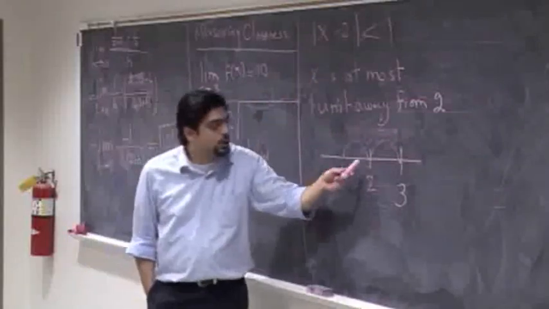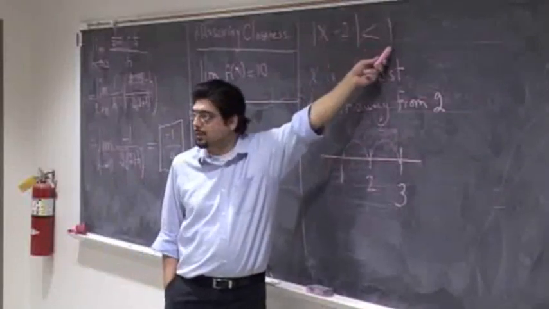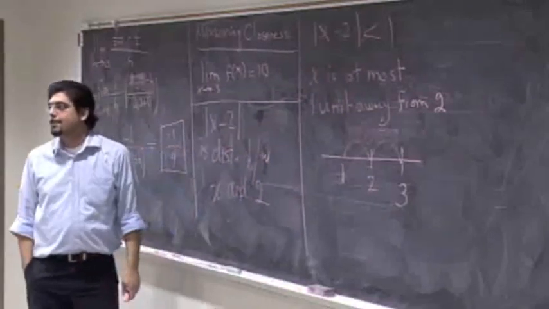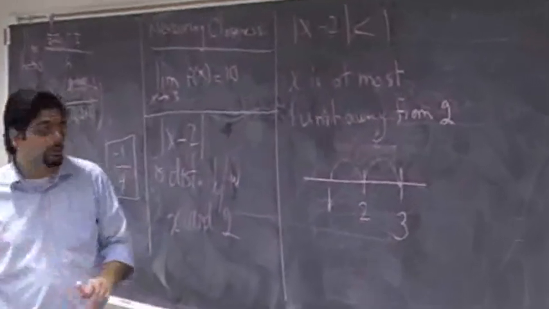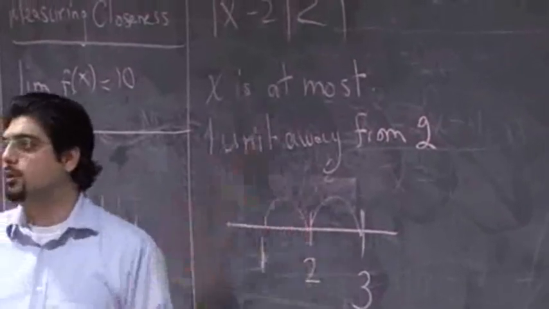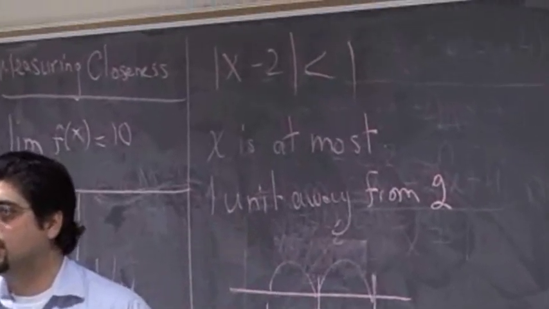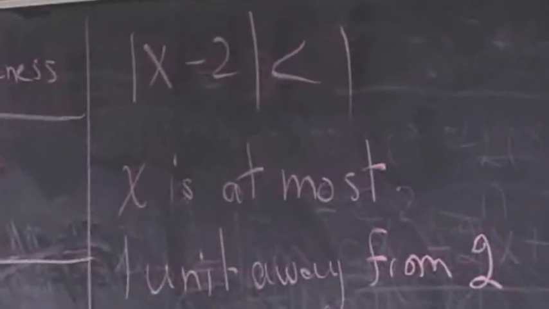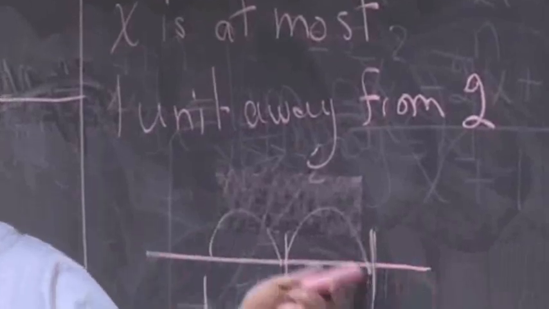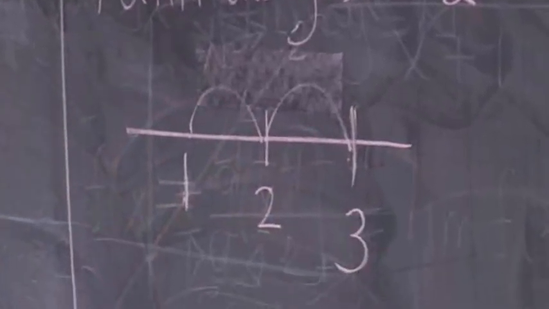X is at most 1 unit away. This is the distance, right? At most 1 unit away from 2. It could be less than 1. Yeah, at most 1. So it could be half a unit away, could be a quarter away, right? At most 1 unit away from 2. It can't be less than 1. I'm sorry? No, it can't be 1. It has to be between 1 and 3. Aaron, x can be between 1 and 3, at most 1 unit away.